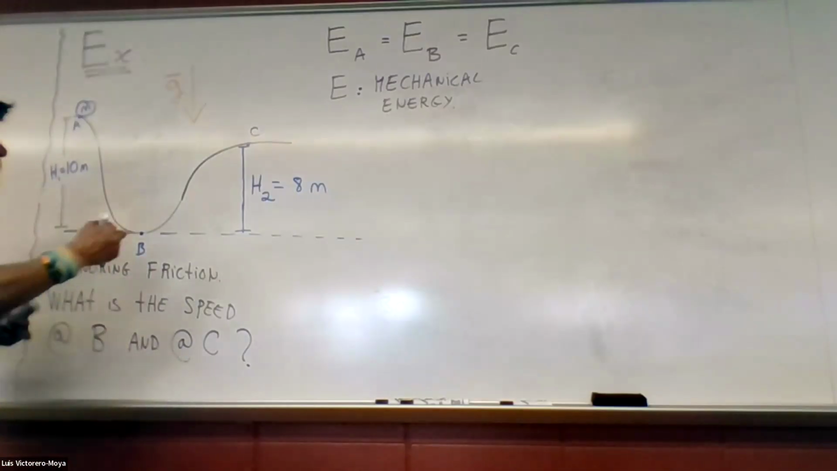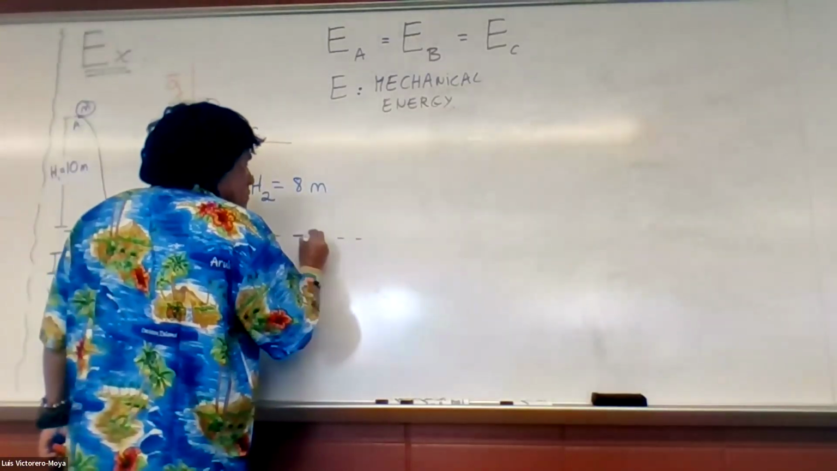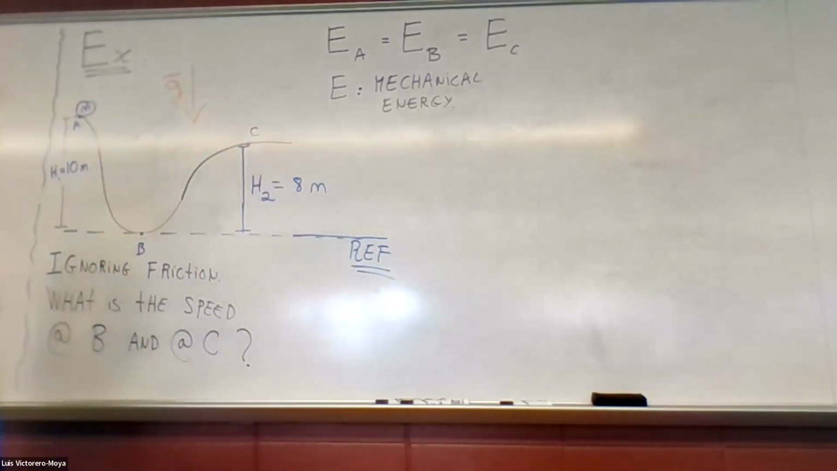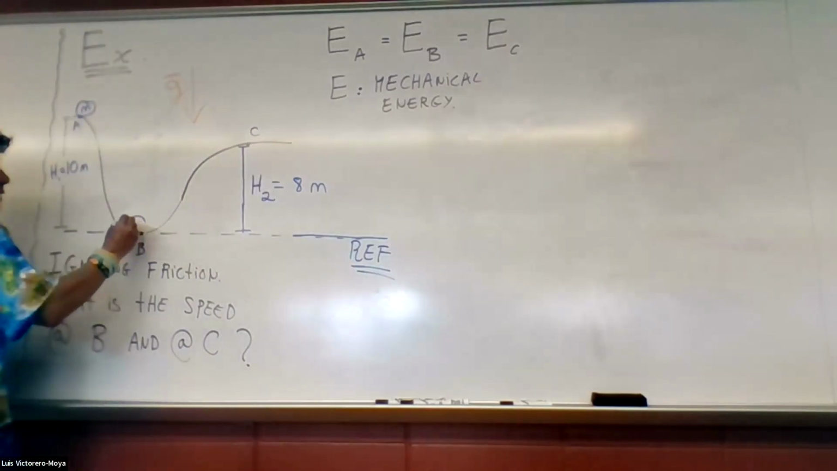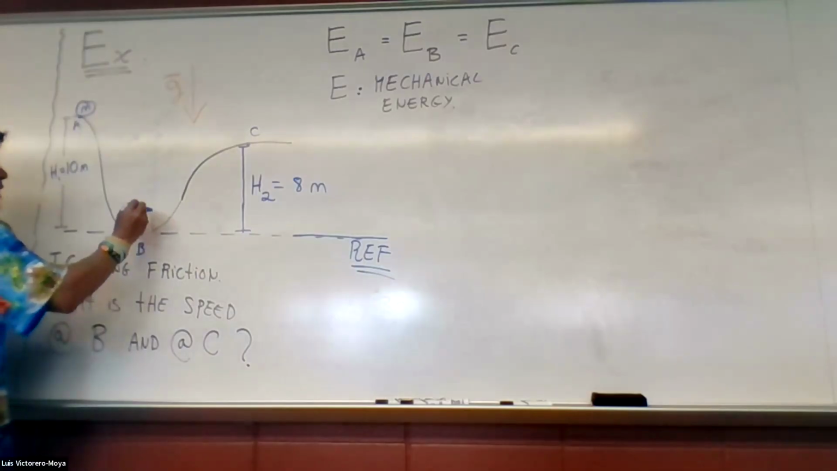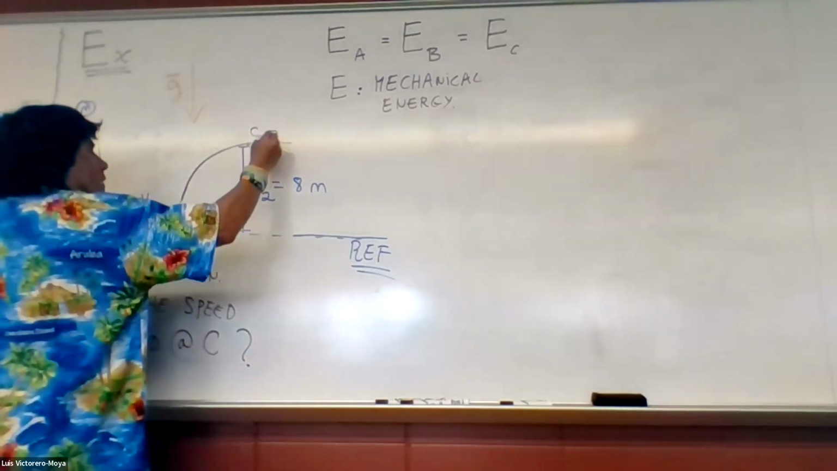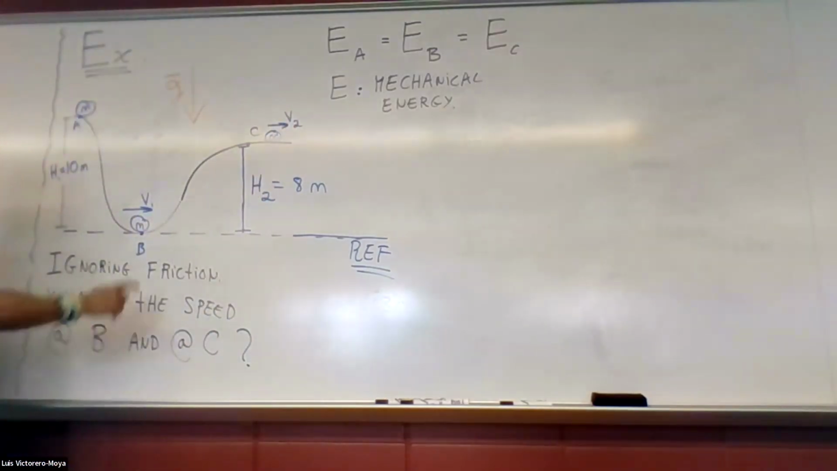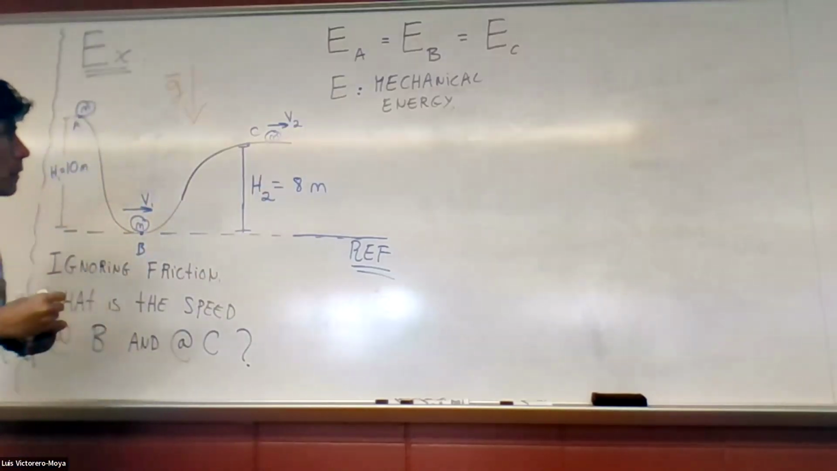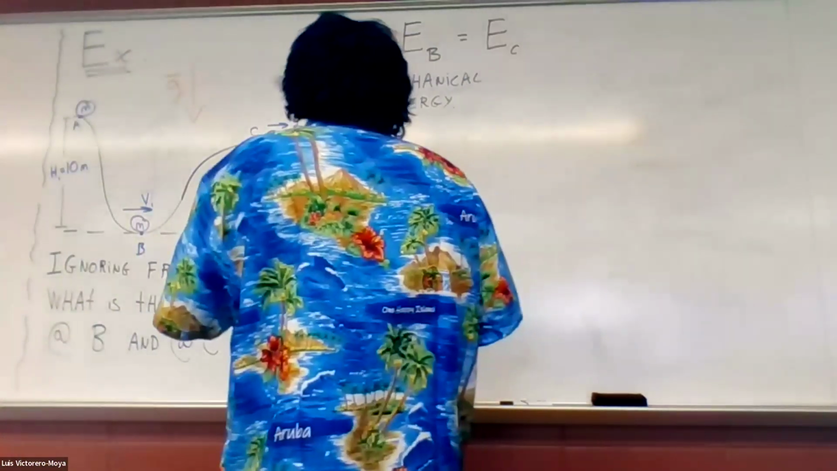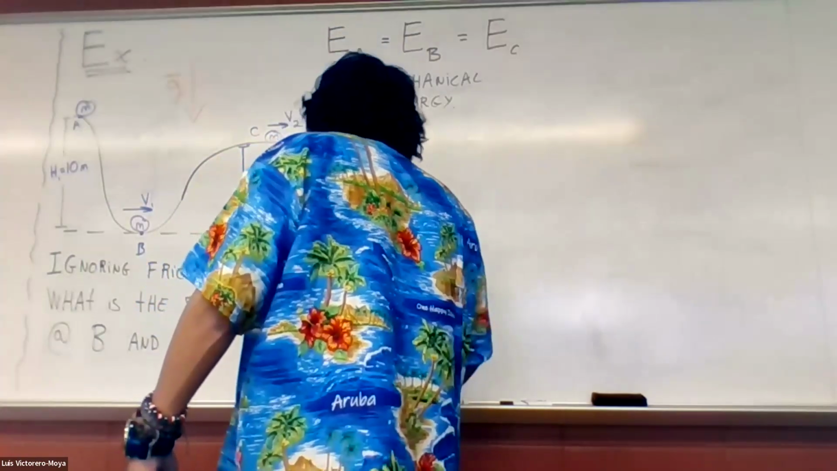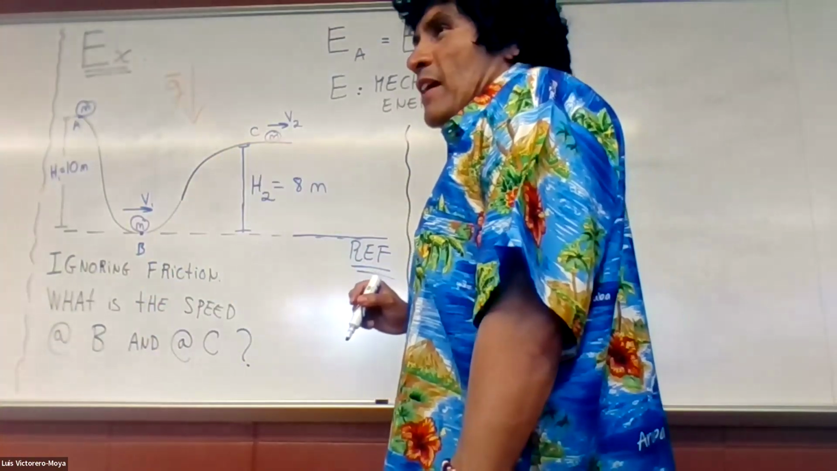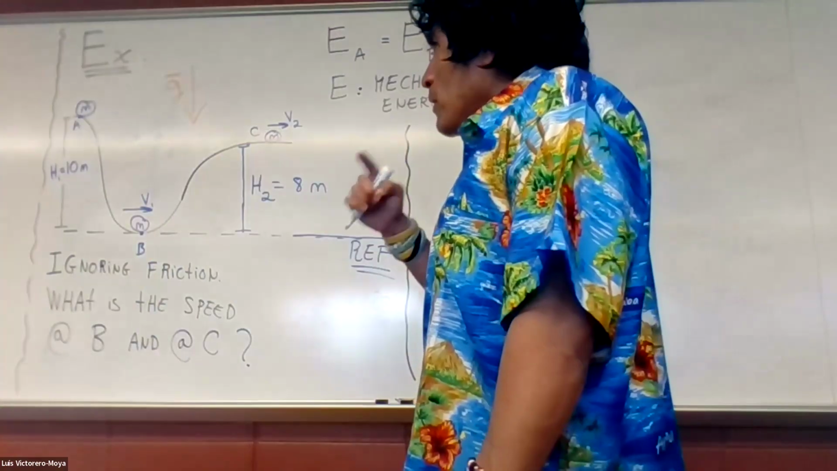Additionally, I'm going to set my reference on the ground. So here is my point of reference. So the mass is going to be here. Let's call it V1. And then here, V2. How do I find the speed at B? Just like we did in the previous example.